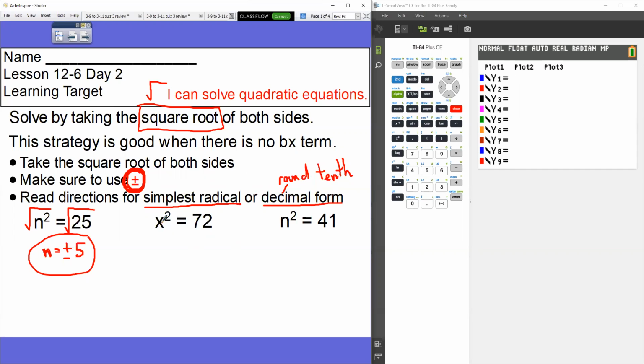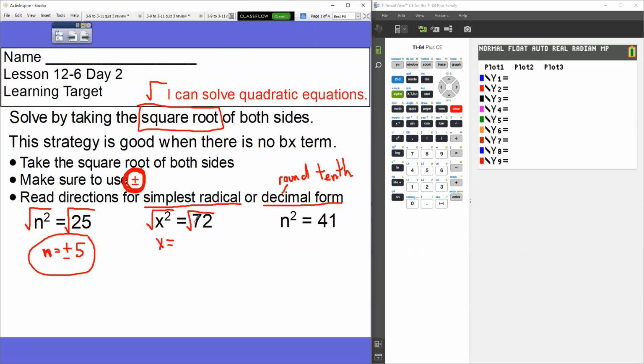So take a look at this middle example. X squared equals 72. The first thing that you want to do, the opposite of squaring a number, is to take the square root of a number. Again, whatever you do to one side, you have to do to the other, so we take the square root of both sides. All we end up with is x equals.